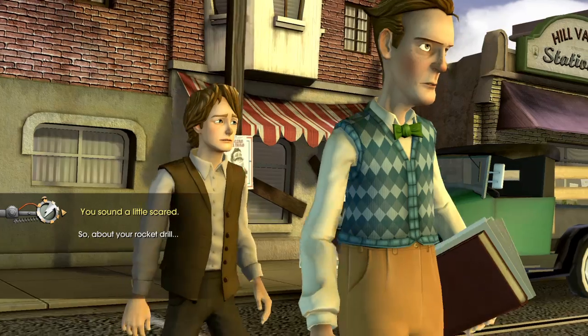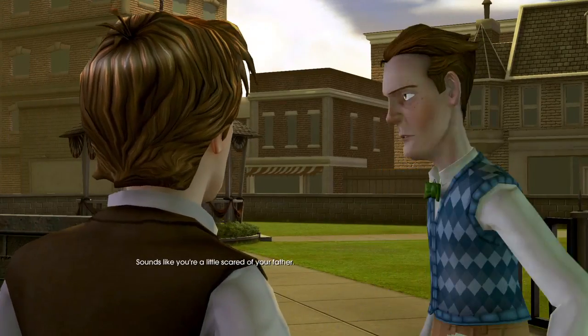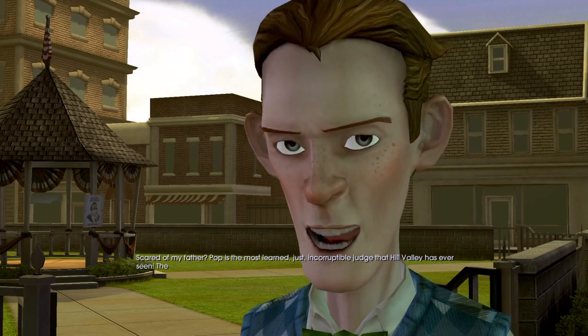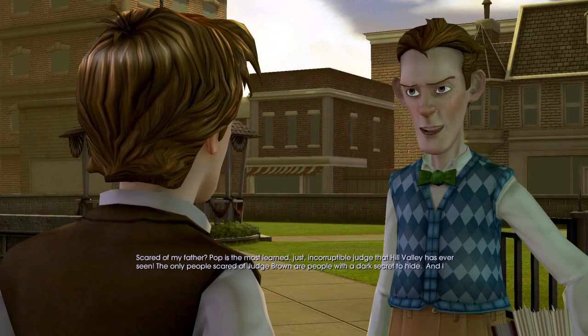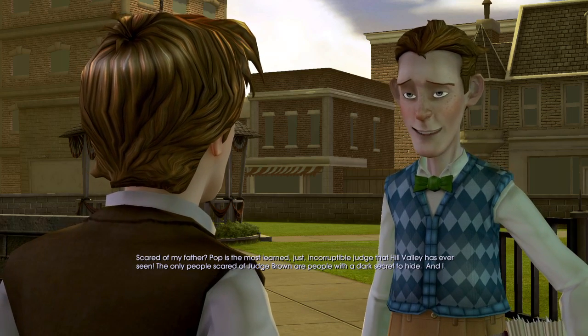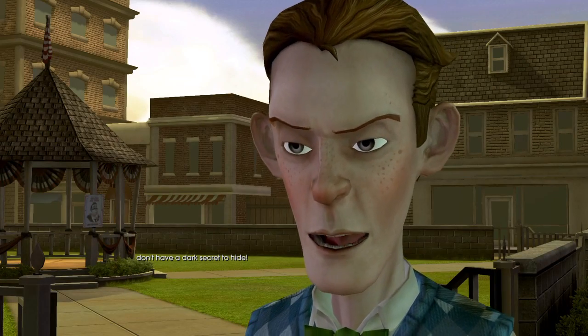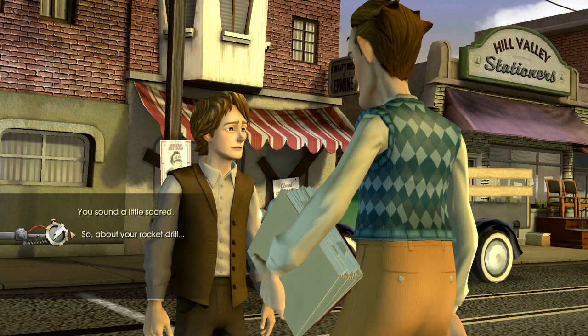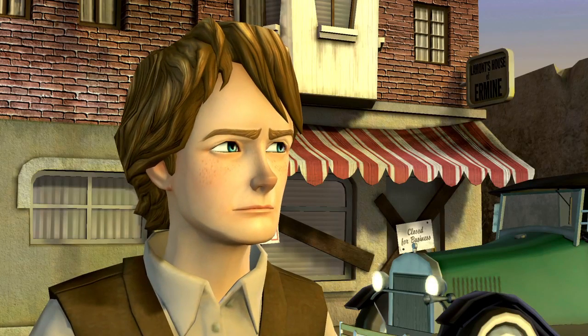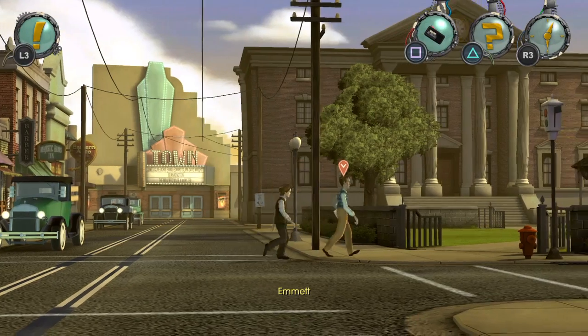Sounds like you're a little scared of your father. Scared of my father? Pop is the most learned, just, incorruptible judge that Hill Valley has ever seen. The only people scared of Judge Brown are people with a dark secret to hide. And I don't have a dark secret to hide. Emmett, about your... Don't say it. Or do we take H to stand for the Hermitian line?